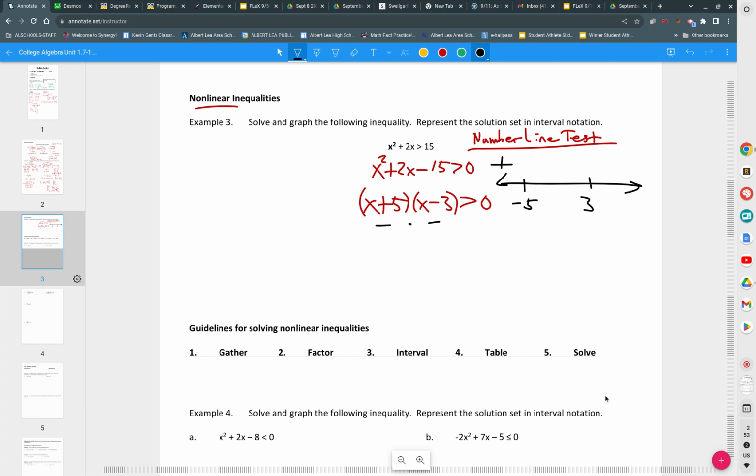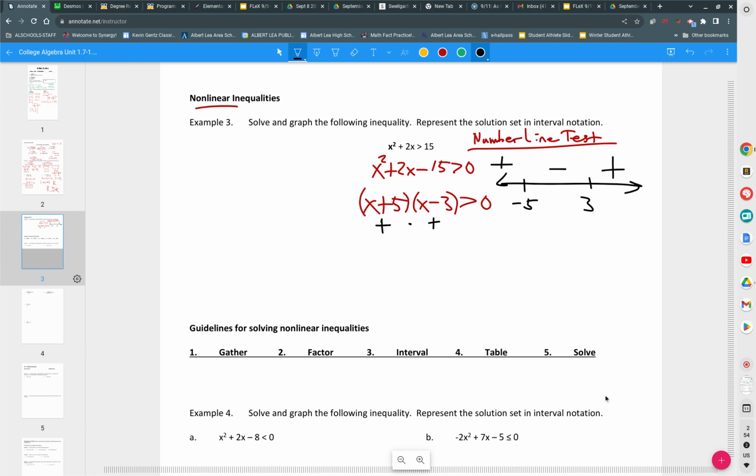I tested a number. Max, can you give me a number between negative 5 and 3? You chose 1. 1 plus 5 is positive, and 1 minus 3 is negative. A positive times a negative is a negative. Any number you test between negative 5 and 3 will be negative. Adrian, can you give me a number to the right of 3? 5. 5 plus 5 is positive, and 5 minus 3 is positive. A positive times a positive is a positive.